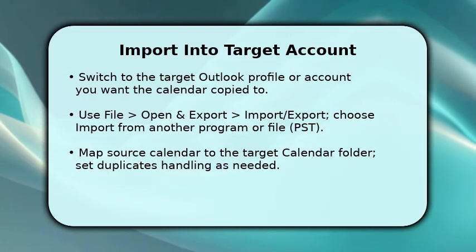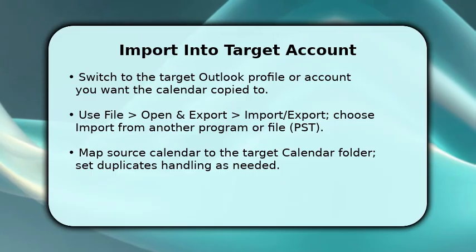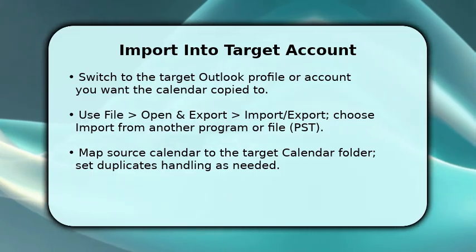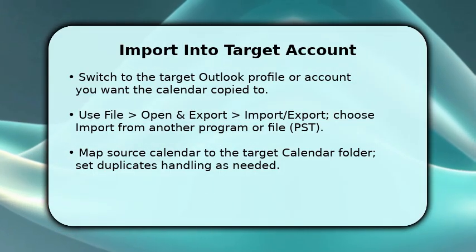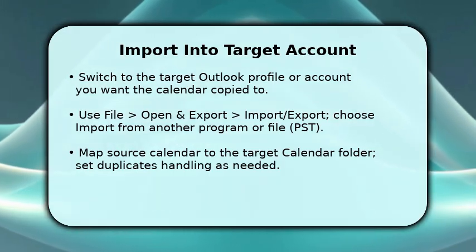When prompted, map the source calendar to the target's calendar folder so items land in the right place, and choose how duplicates are handled. Import will merge events. If you want separate visibility, consider importing into a new calendar folder first.